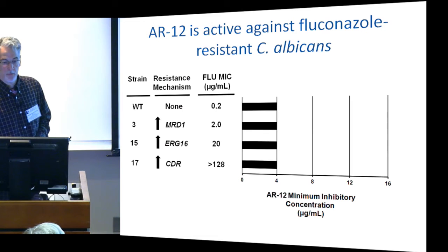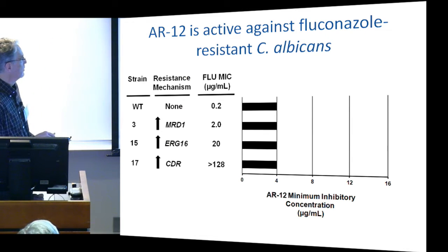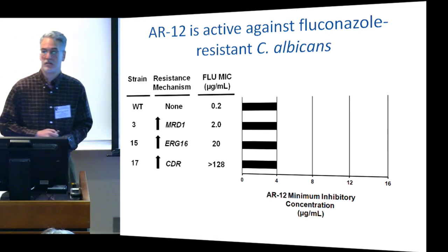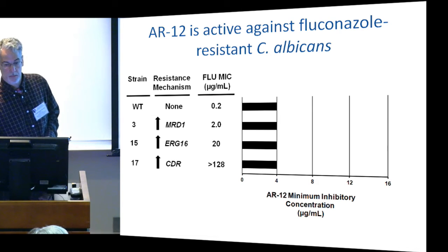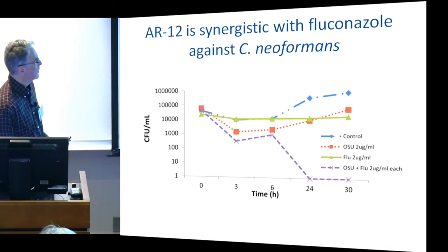So reasonable spectrum. We got some isolates from Ted White that have fluconazole resistance. This one has an elevated MDR. That should be MDR, not MRD. And basically what we got here, it has a 2-fold or a 10-fold increase in fluconazole MIC, and basically all of these resistant strains are equally as susceptible to AR12. And so it's active against resistant albicans. It's synergistic with neoformans in the presence of fluconazole.